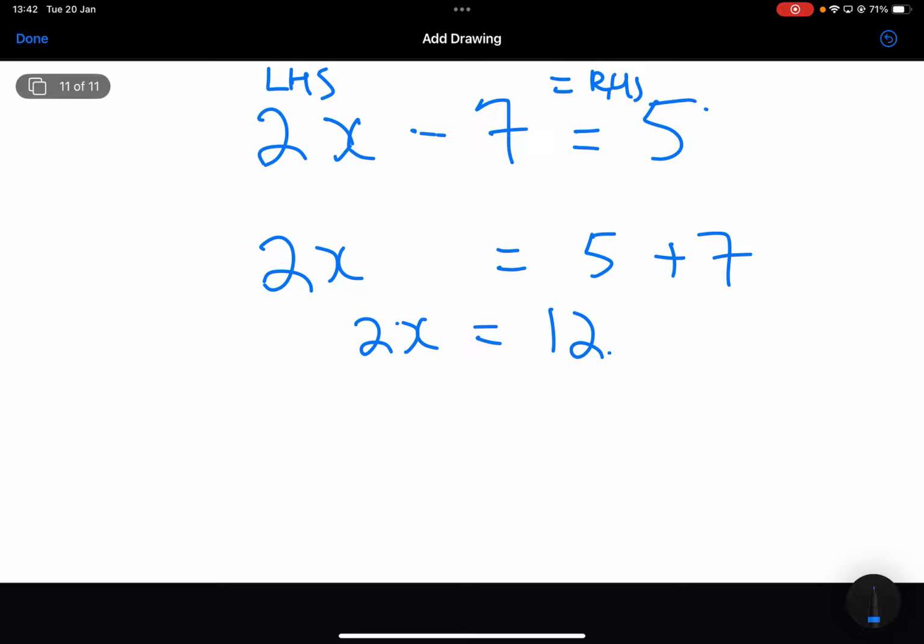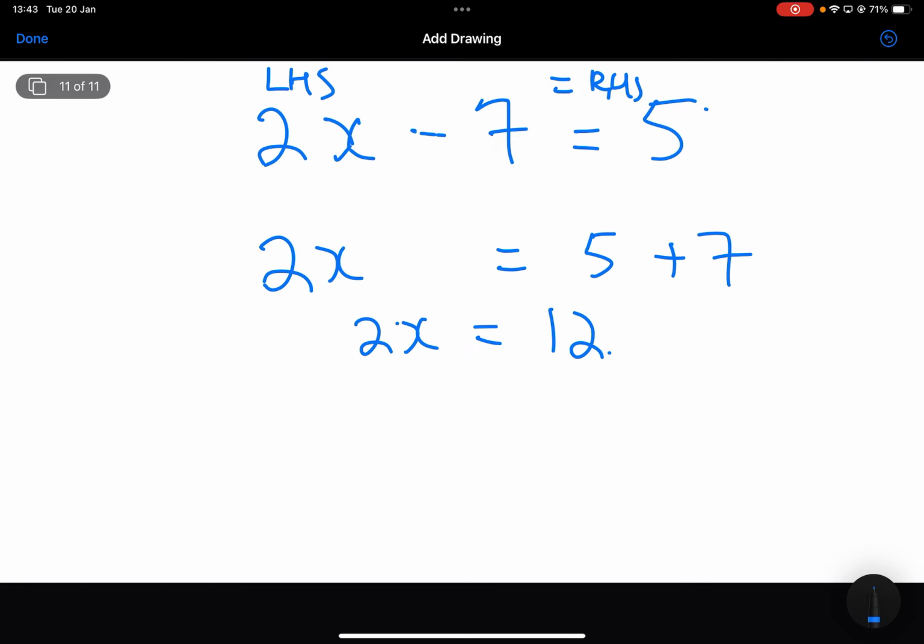2x must be equals to 12. Then from this new clue that I write, it is more obvious already. What should be my x? 6. Okay? Or, if I still cannot tell, I can write the next clue. For the next clue, I will divide both sides by 2.